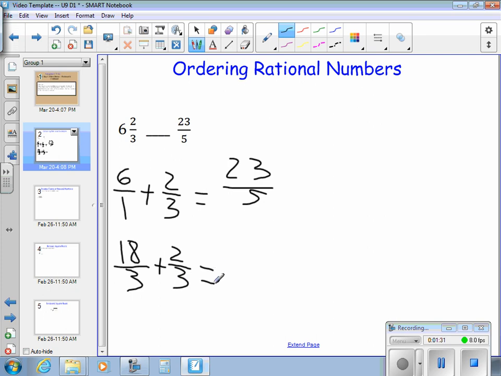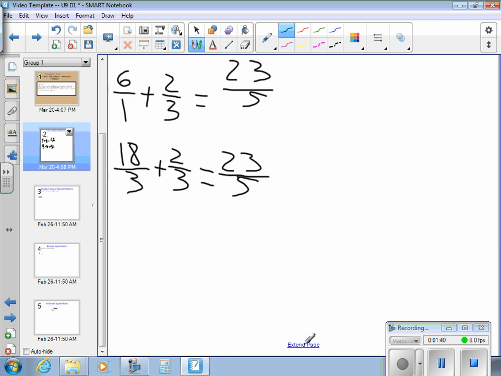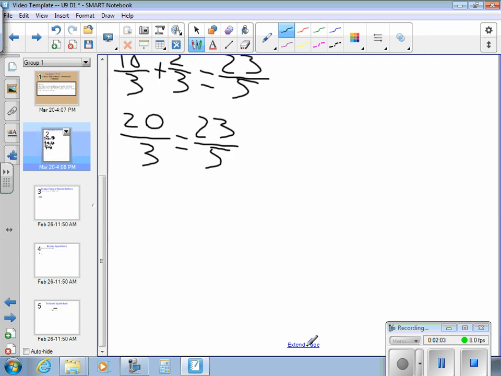And let me go ahead and put in my equals 23 over 5, so that we can go on down and know what we have still. So now when I add them together, 18 plus 2 gives me 20. That's over 3 equals 23 over 5. Okay, now, well, we can do the Venn diagram down below.